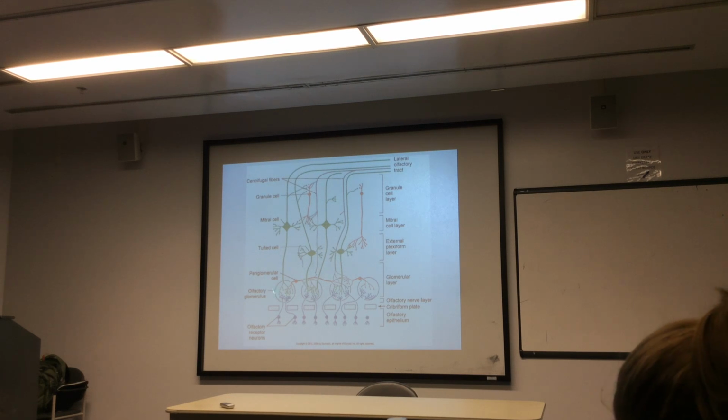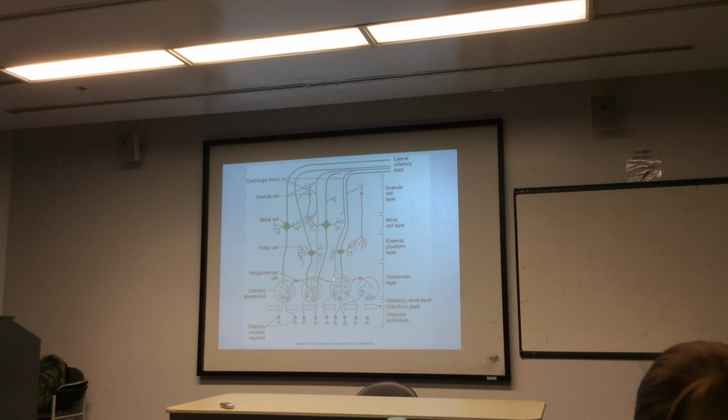So the glomeruli obviously are in the glomeruli layer. They also consist of the periglomerular cells that crosstalk between the glomeruli and also send inhibitory connections to the mitral and tuft cells. They essentially help with the communication of all these cells together. The external plexiform layer is where you're going to have the cell bodies of the tuft cells, where you'll have the cell bodies of the mitral cell layers, and this is the mitral cell.